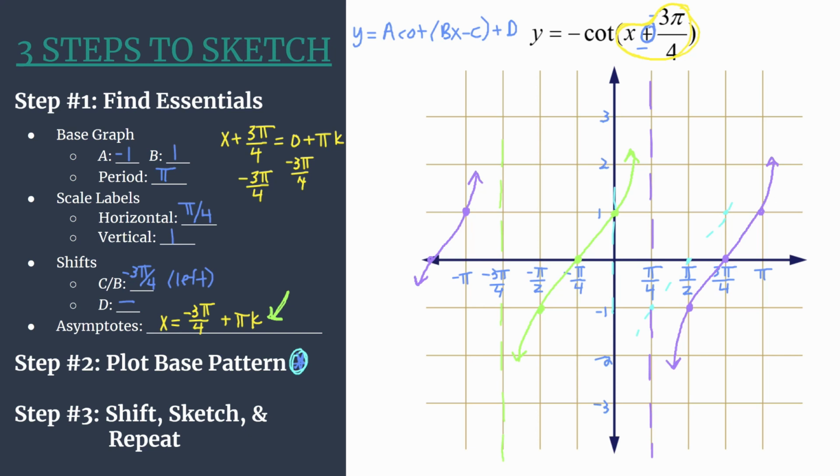That's all there is to it. Hopefully this helps you understand the 3 steps to sketch method for graphing shifted cotangent graphs.